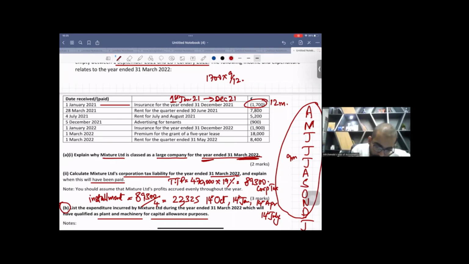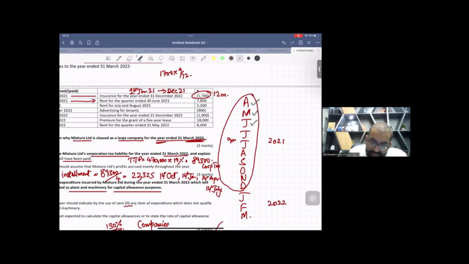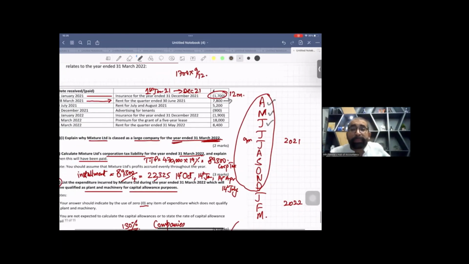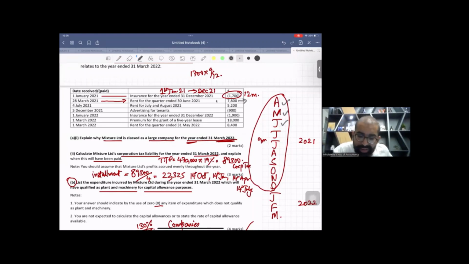Now, on 28th March 2021, the date is in the last accounting period, but let's see the period to which it belongs. The rent is for the quarter ended 30th June 2021. That means this 7,800 rent is for April, May, and June, and these fall in our accounting period. So we'll take this 7,800 as it is.